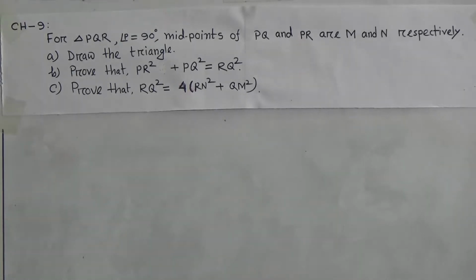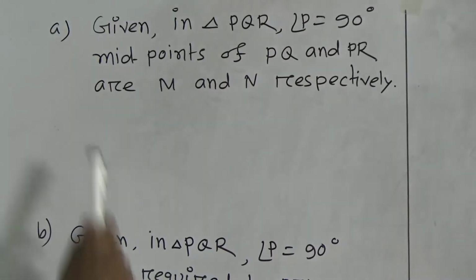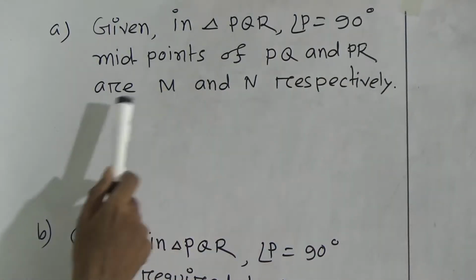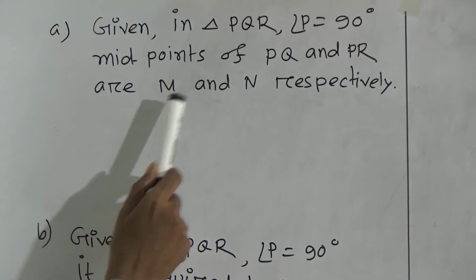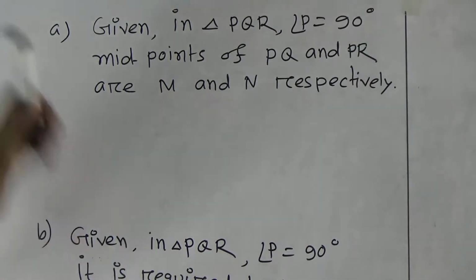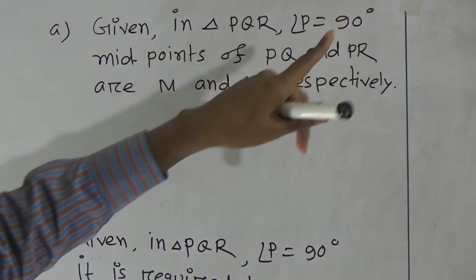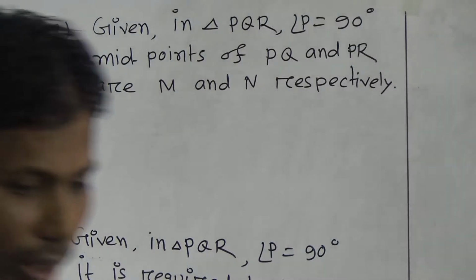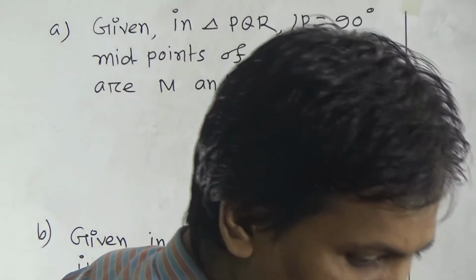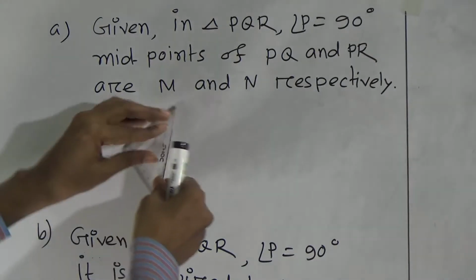Look, A number, you see the question, given the information in triangle PQR, P equal to 90 degree. Midpoints of PQ and PR are M and N respectively. Now draw the triangle. Okay, this information has been given in your question. Now you have to draw the triangle. Yes, student, how can you draw the triangle? Look, PQR. At first you draw the triangle.